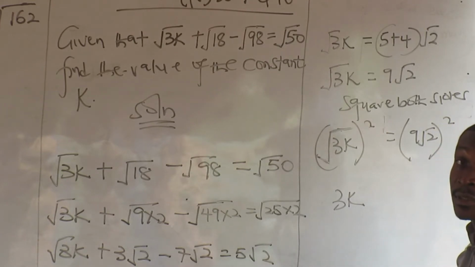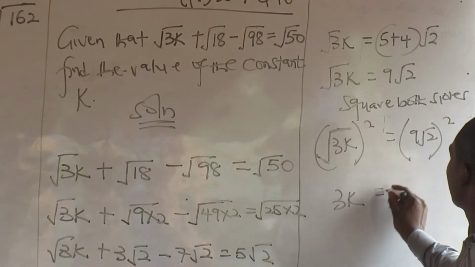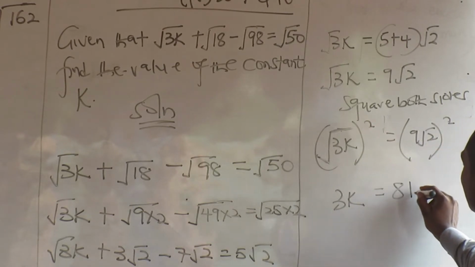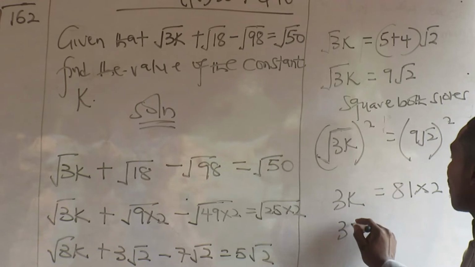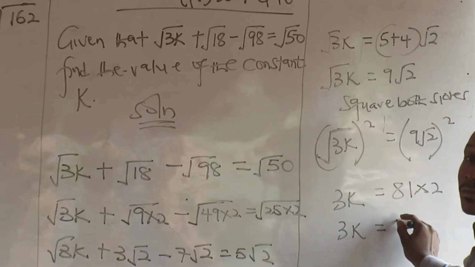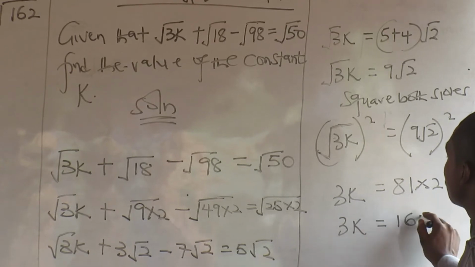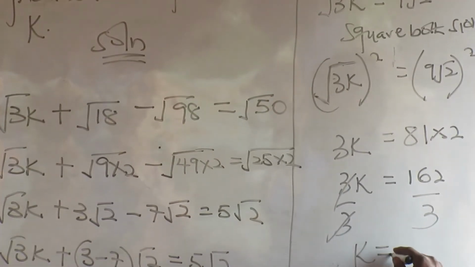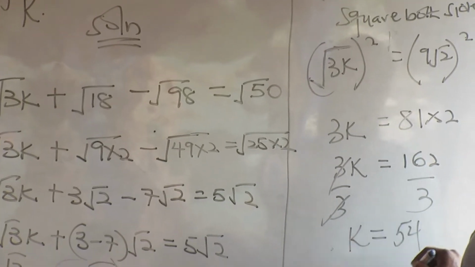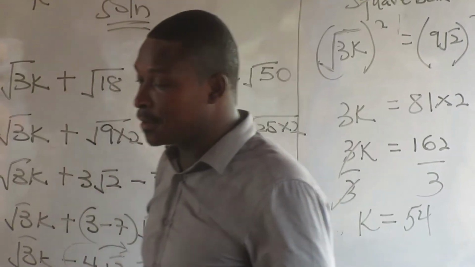Last time I proved it, right? Good. Now that is 9 squared is 81. The square root here will disappear. You get 2. Now 81 times 2, 162. Now divide. What do you get for k? 54. That's the value for k.